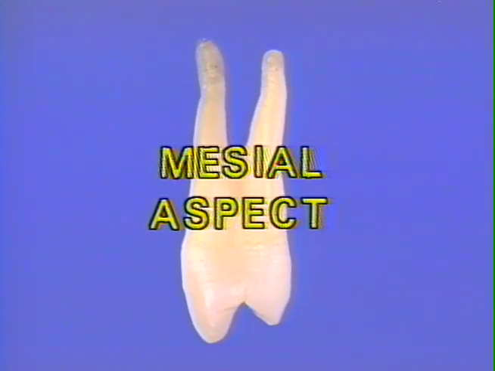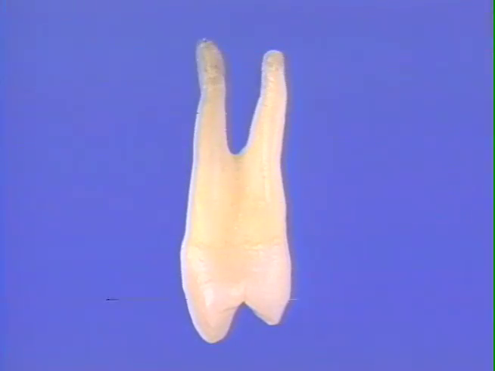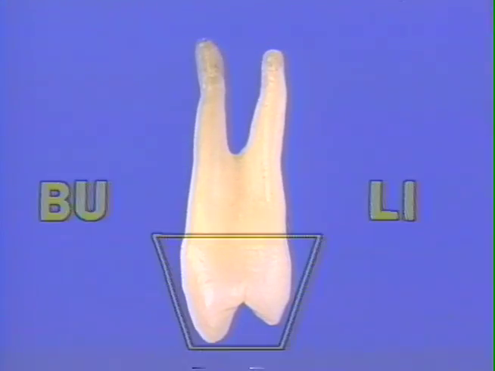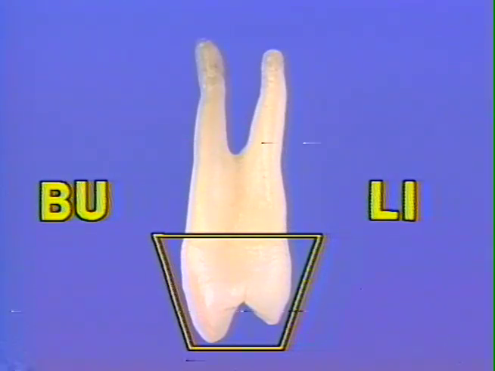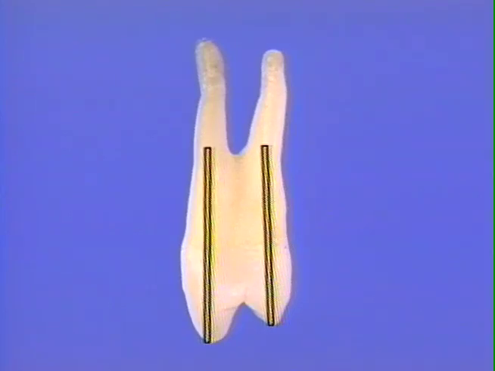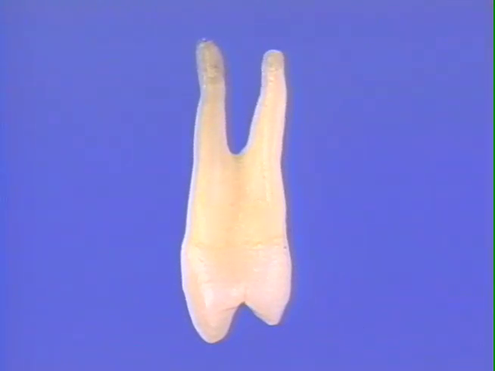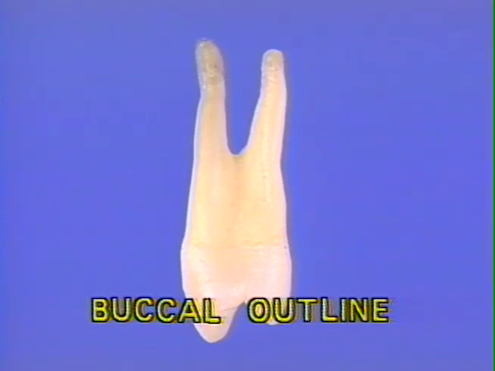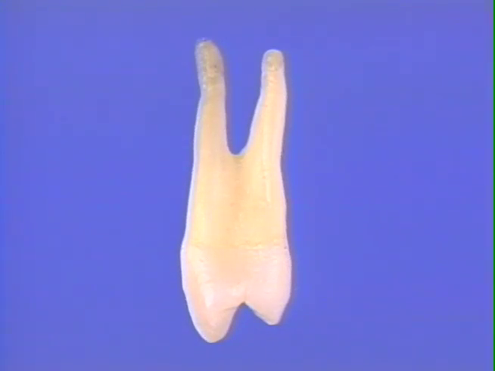The mesial aspect. The general shape is one of a trapezoid, with the longer parallel side located at the cervical. Another characteristic which can be seen is that the tips of the cusps are well within the confines of the outline of the root trunk. This is representative of all maxillary posterior teeth. Buccal outline. The buccal outline is generally convex, with the height of contour located in the cervical third.